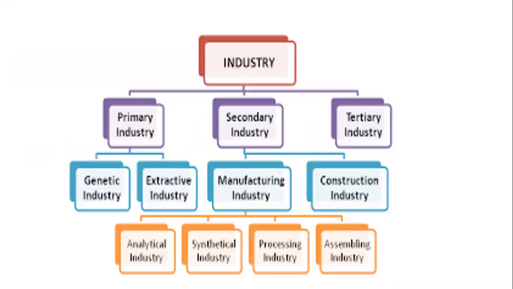Let us just recap. We did industries: primary industry, secondary industry, and tertiary. Primary is of two types: genetic industry and extractive industry. Then secondary industry is further classified into manufacturing and construction. And manufacturing is further classified into analytical, synthetic, processing, and assembling industry.